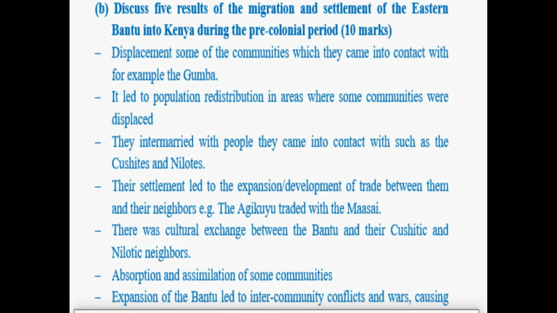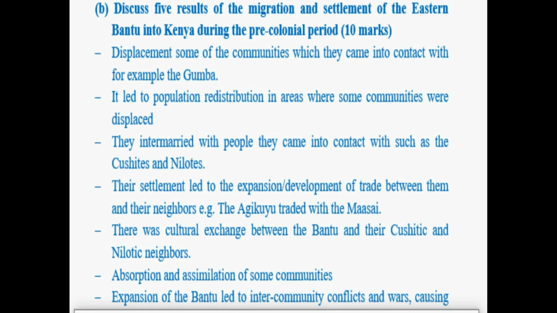Then we have expansion of Bantu led to intercommunity conflict and wars. So the migration of Bantu led to intercommunity conflict and wars. You will find that there was conflict and war because, for one, they are looking for resources. Maybe they are looking for water for the animals, for pasture for the animals, for land to cultivate, and therefore at the end of the day you find that there will be conflict.